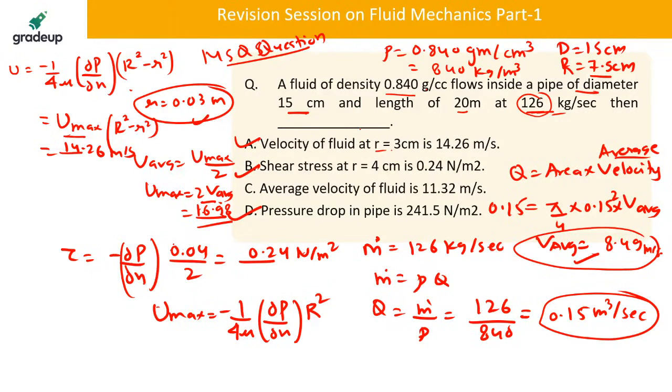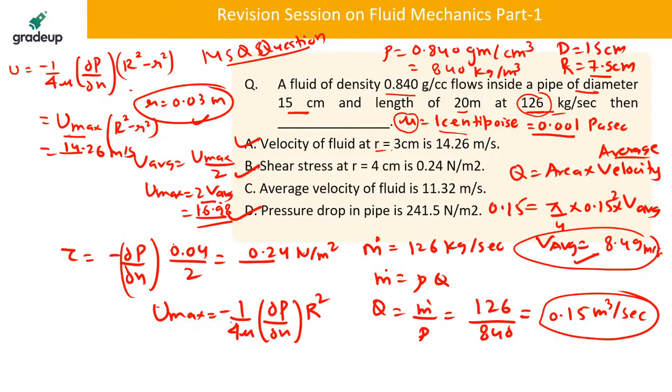Is the viscosity given in this question? Okay, viscosity is not given. In this question, viscosity has to be given. Viscosity is missing here. Sorry guys, you can take viscosity as 1 centipoise, or equal to 0.001 Pascal second. That is missing in the question, so you can take viscosity as this.